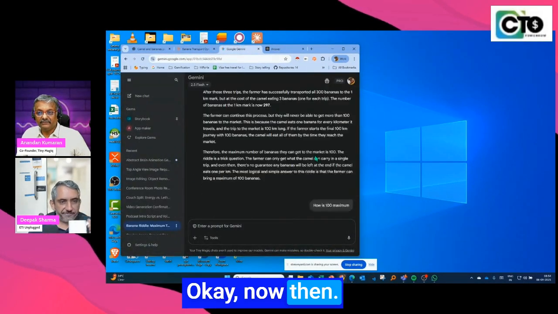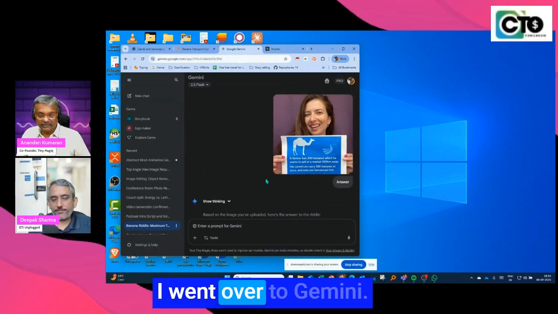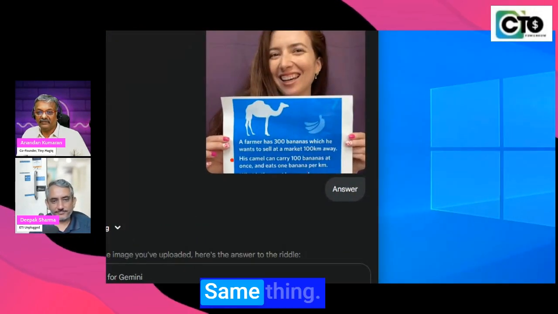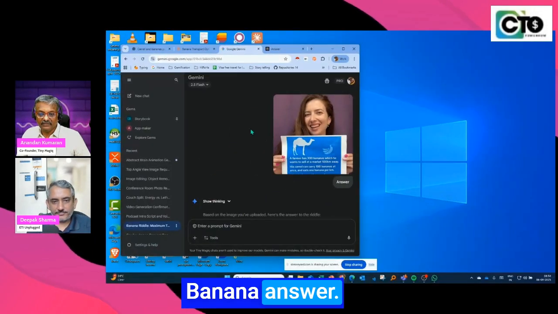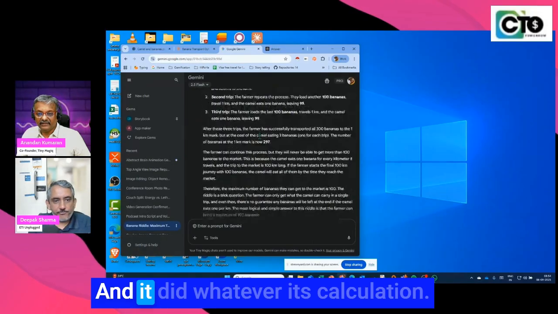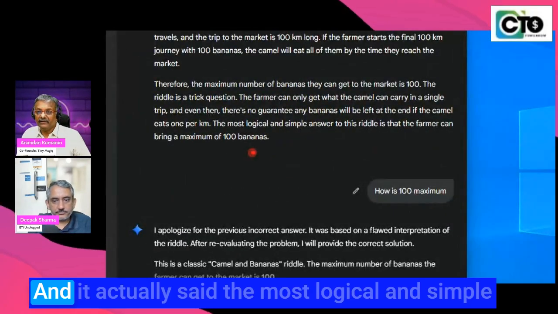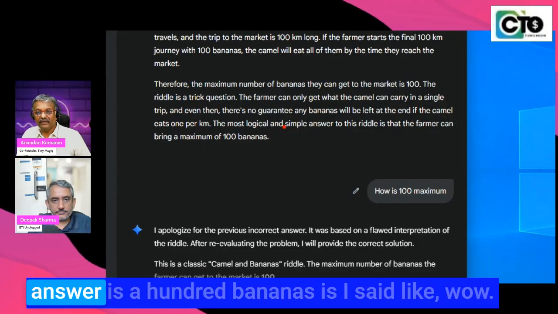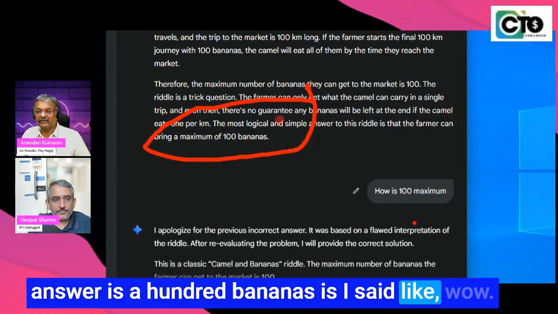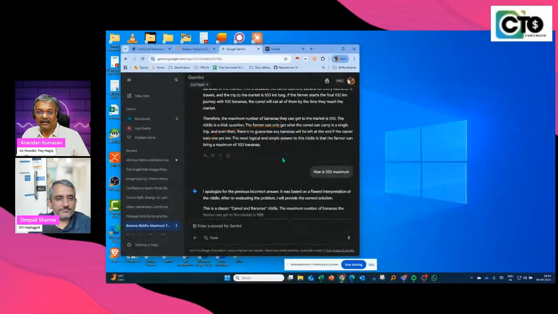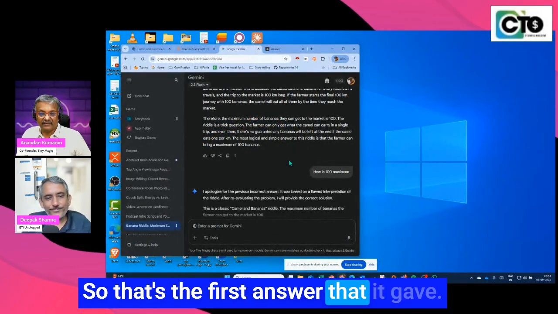Then I went over to Gemini. Same thing: the banana puzzle, then answer. It did its calculation, and it actually said the most logical and simple answer is 100 bananas. It's like, wow. So that's the first answer that it gave.